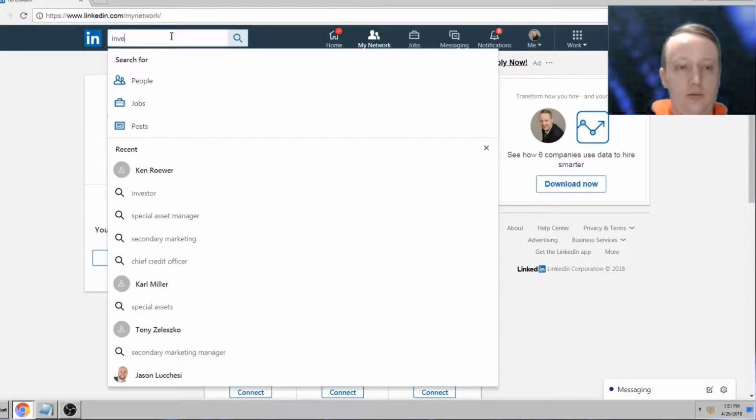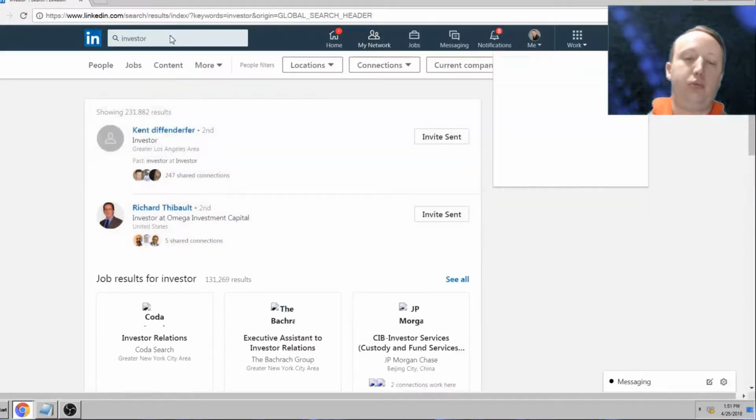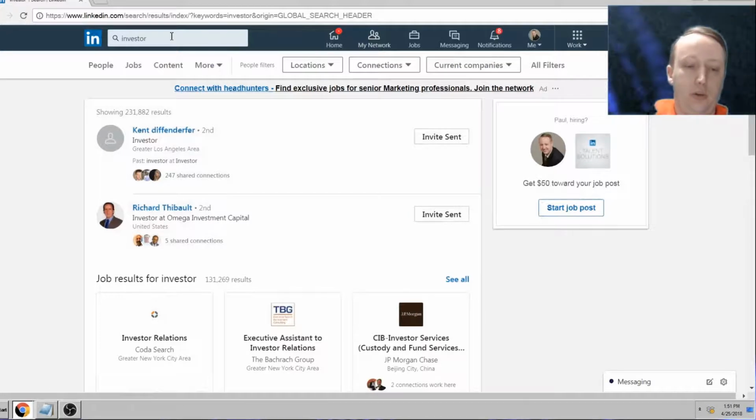Investors, though, this is very, very broad. A lot of these people aren't going to know what you do. They may not even be interested. So you're going to have to really educate them. And during that initial connection message you send them, you don't have much space, so it's got to be really broad.